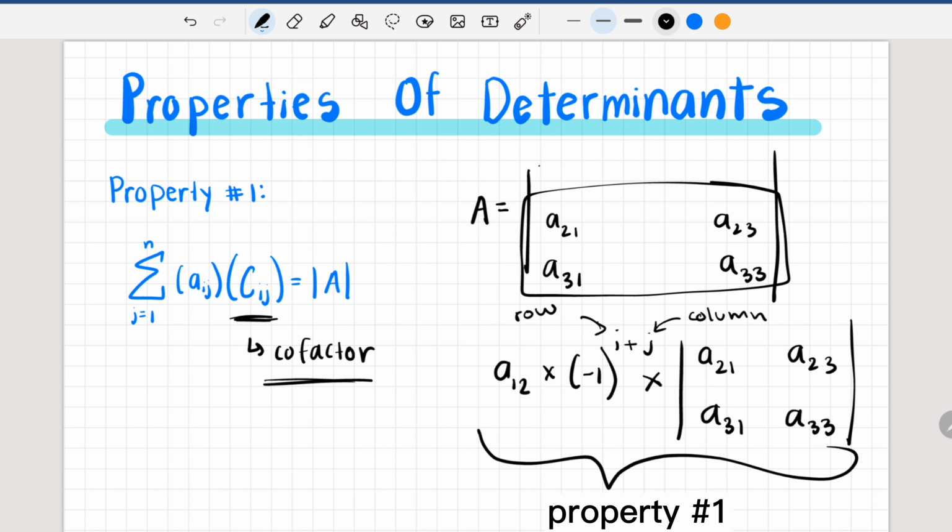So this takes some time getting used to when you're solving problems. It may take a lot of time to remember this whole entire formula, but as you solve more problems, it becomes much easier. So I'm going to apply that same exact thing to our properties of determinants.